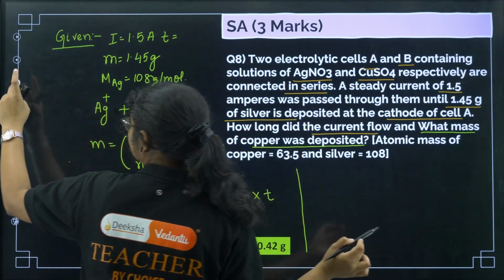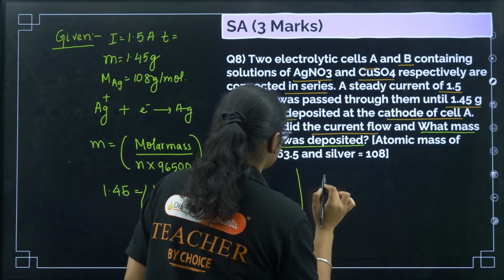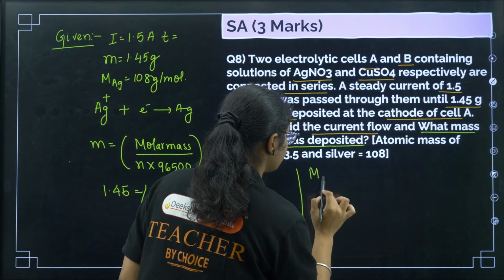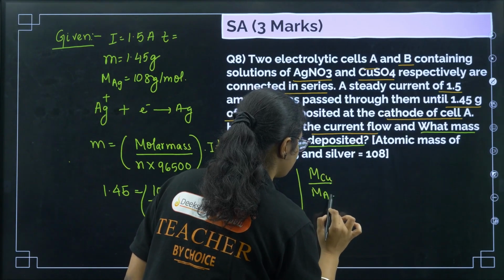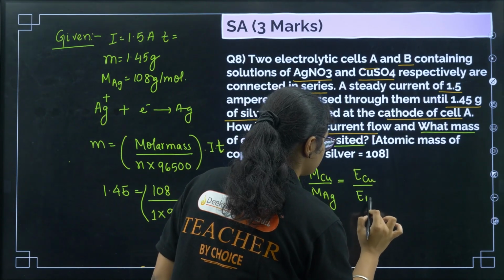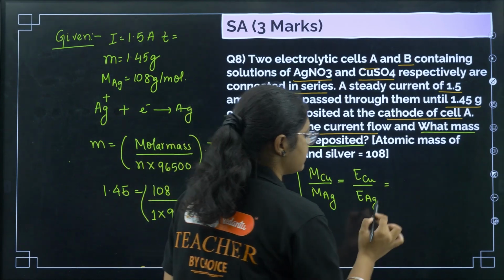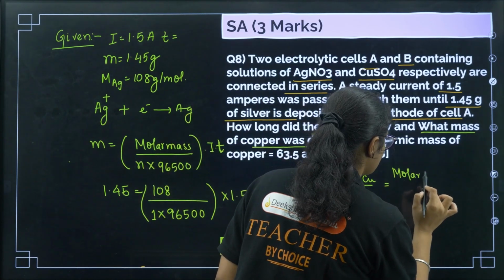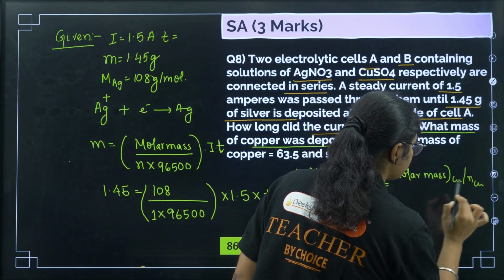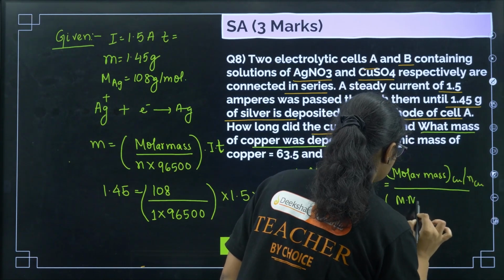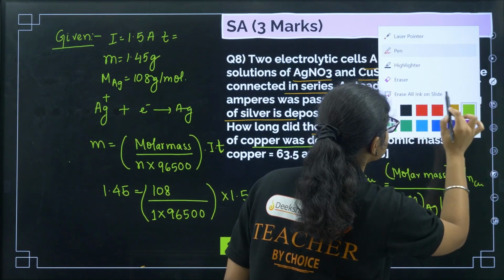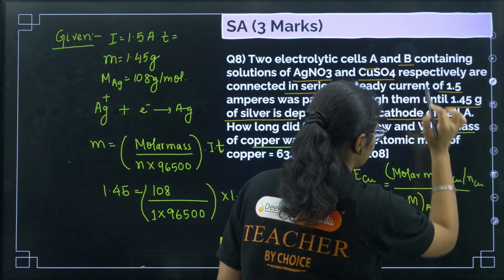See, this one can be written like this: M of copper by M of silver is equal to E of copper, meaning equivalent weight of copper, by equivalent weight of silver. Now how to calculate equivalent weight? That is equal to molar mass of copper divided by N of copper, and molar mass of silver divided by N of silver. N factor means the number of electrons used.